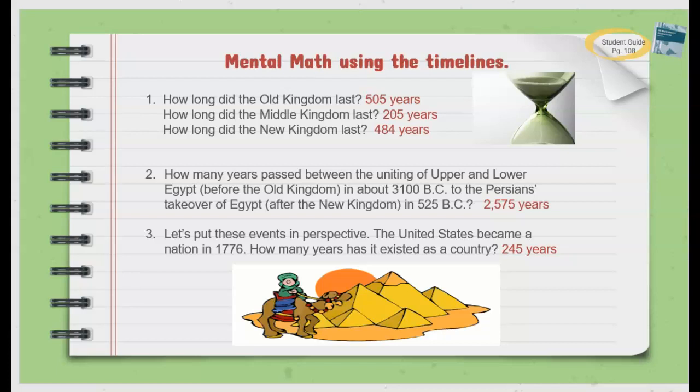And then let's put these into perspective. The United States became a nation in 1775. How many years has it existed as a country? So about 245 years, and that obviously was from 2021. So let's update that. So that should be about 246-ish years.